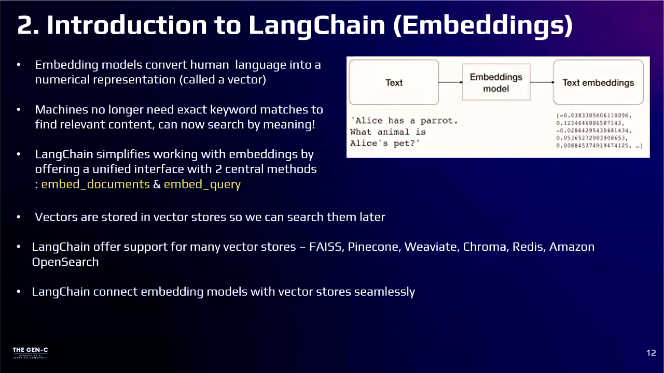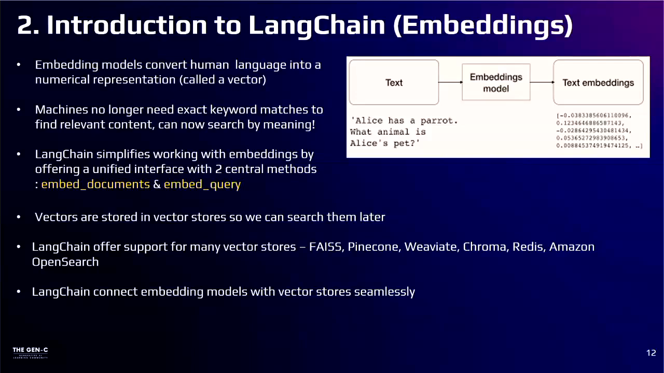So, about LangChain embeddings. Embedding models convert human language into a numerical representation called a vector, which captures its semantic meaning. So machines no longer need exact keyword matches to find relevant content, and you can now search by meaning. LangChain simplifies working with embeddings by offering a unified interface with two central methods: embed documents and embed query. Embed documents is for embedding multiple texts used to search against, and embed query is used for embedding a single search query.